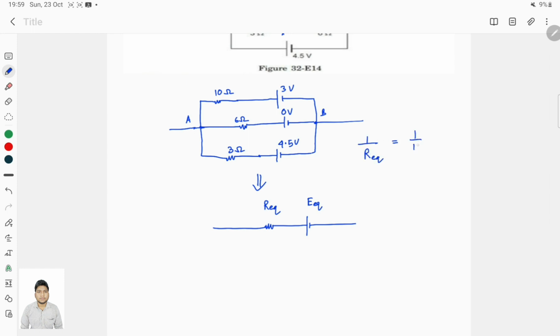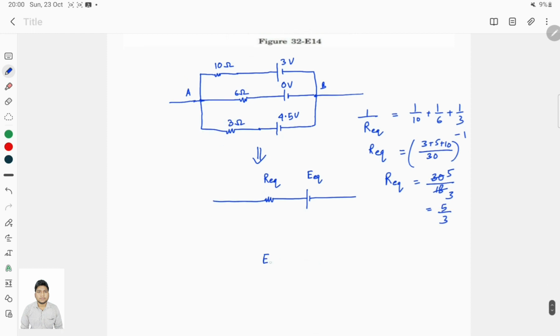1 by R equivalent equals 1 by 10 plus 1 by 6 plus 1 by 3. So R equivalent equals the inverse of that. The LCM of 10, 6, 3 is 30, so 3 plus 5 plus 10 is 18, so R equivalent is 30 by 18. So R equivalent is 5 by 3 ohm.